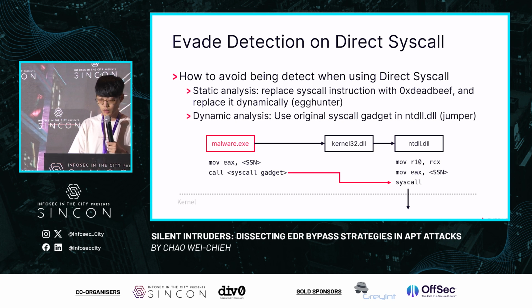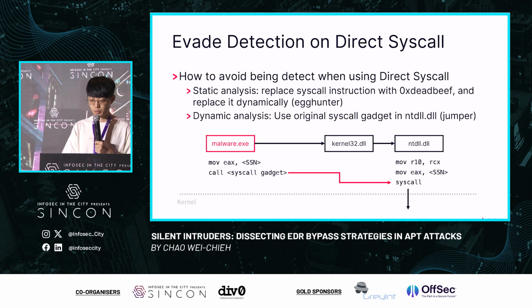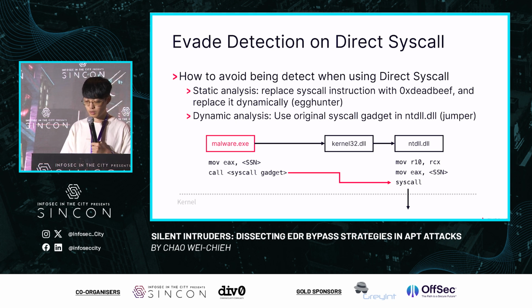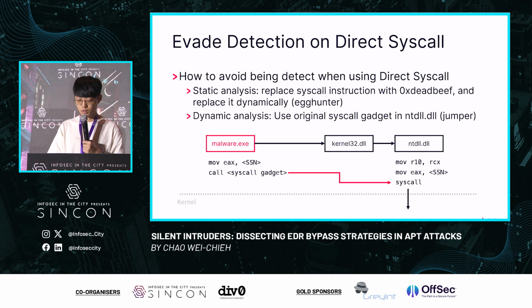Okay, so now you see that this is like a never-ending battle between the EDR and the attacker. The blue team can try to detect this again, and the hacker will bypass it again, and again and again.